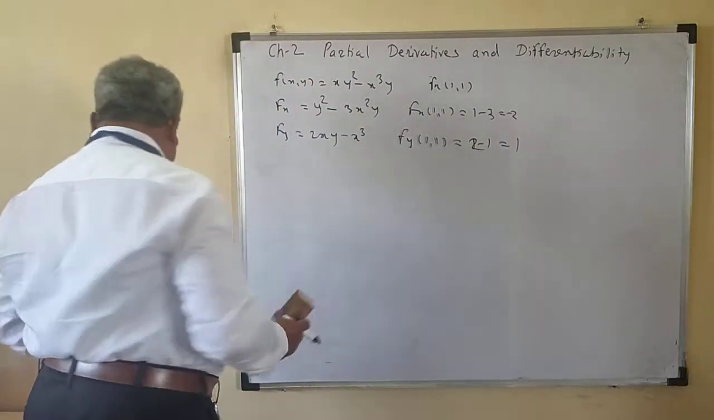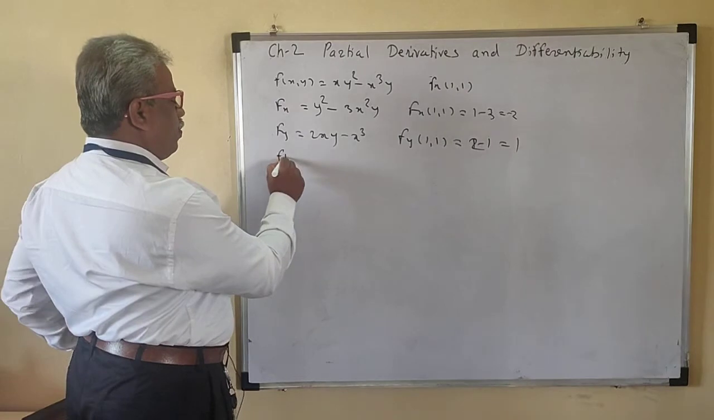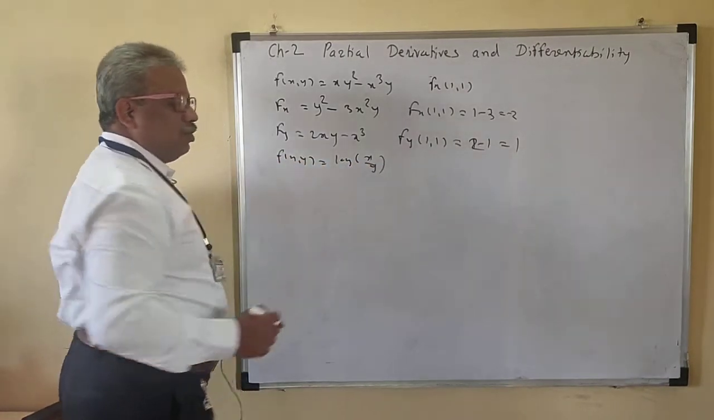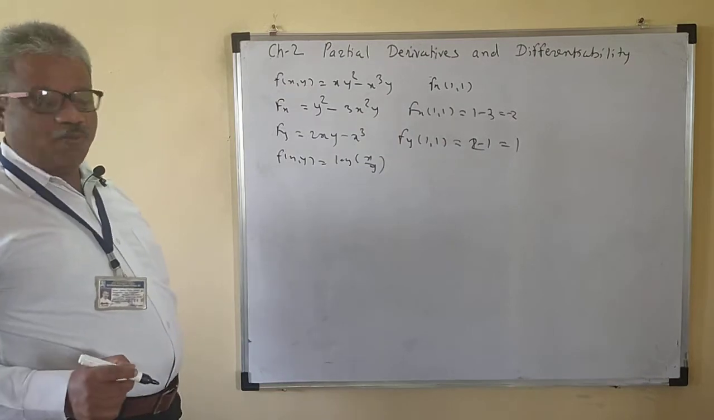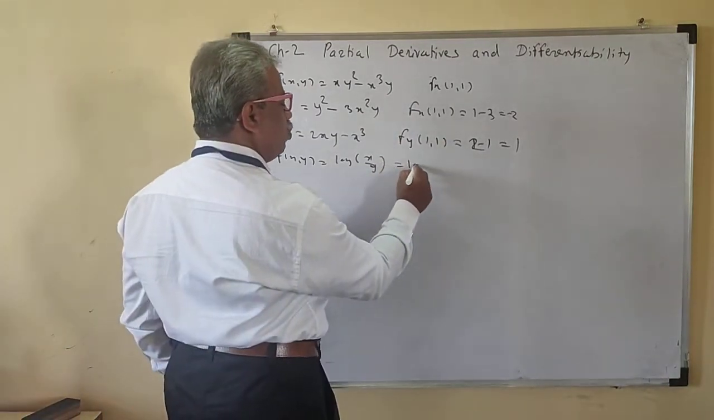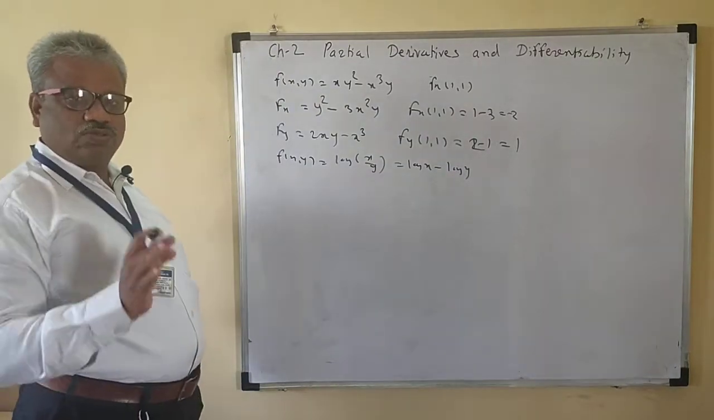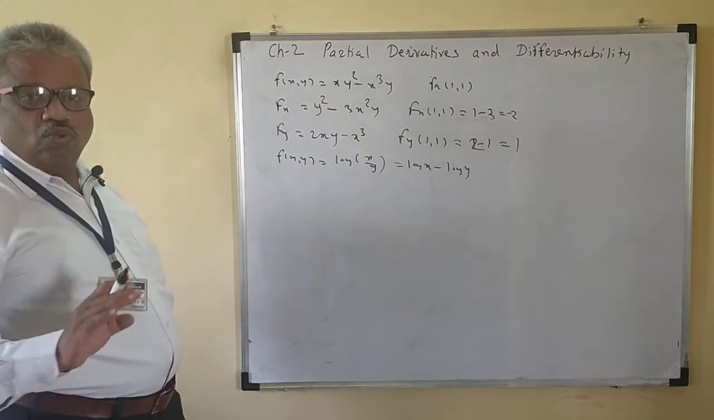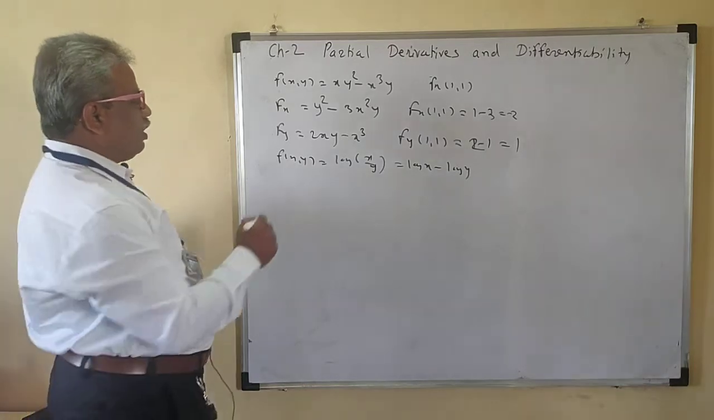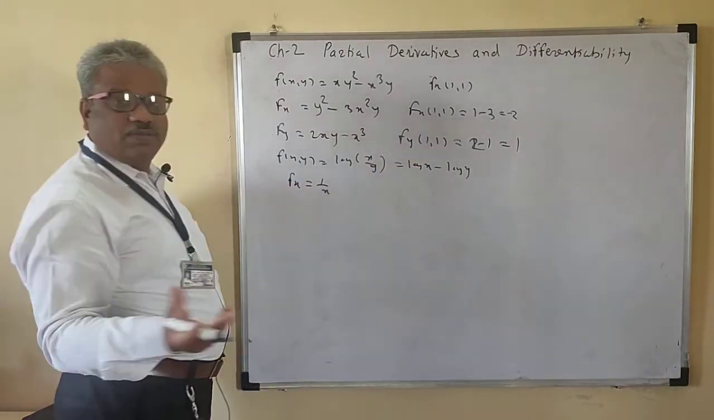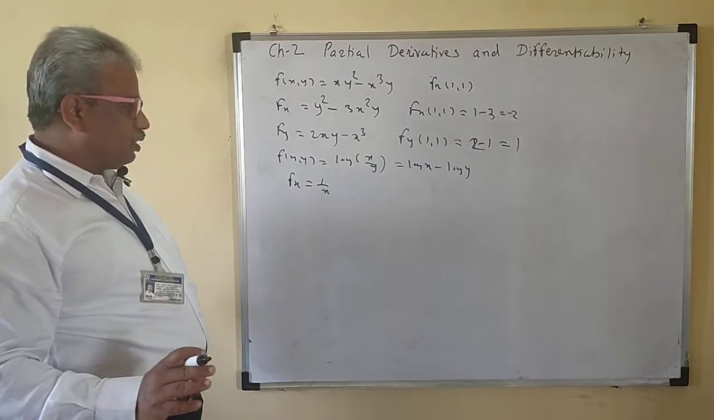Okay, suppose you have f(x,y) equal to log of x upon y, and you want fx and fy. You can write this as log x minus log y. If there is a log, always simplify it so that you can differentiate easily. No need to apply the quotient rule and so on. So what is fx? Fx is 1 by x, as log y is constant, and the derivative of a constant is 0.